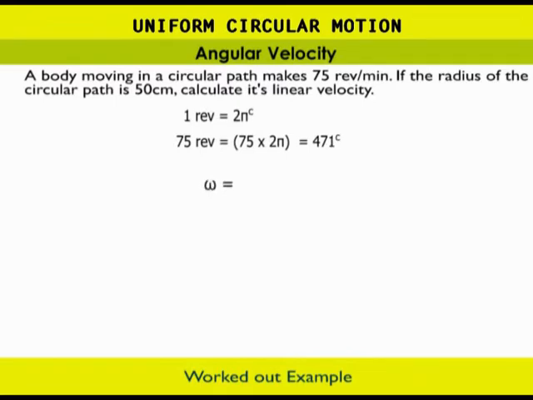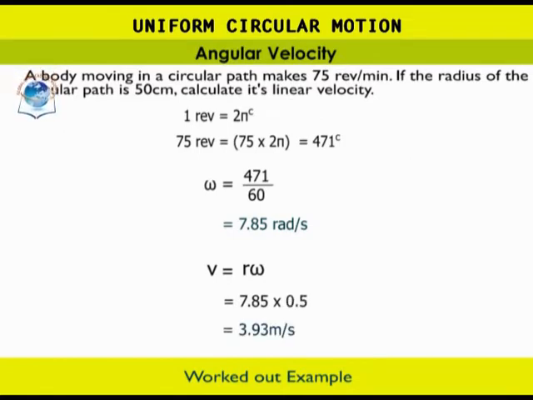Omega, or the angular velocity, is equal to 471 over 60, that is 1 minute. That gives us 7.85 radians per second. And finally, linear velocity v is equal to 7.85 times 50 centimeters, which is equivalent to 0.5 meters. That gives us 3.93 meters per second.